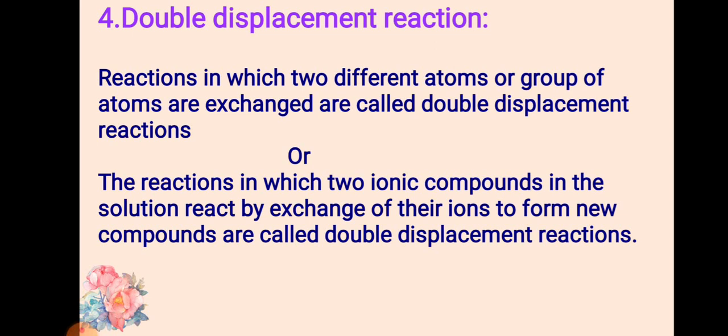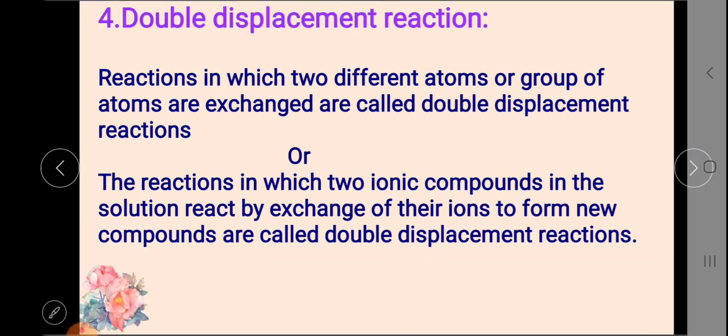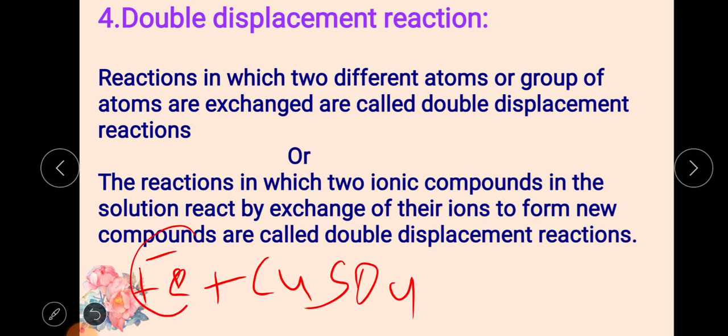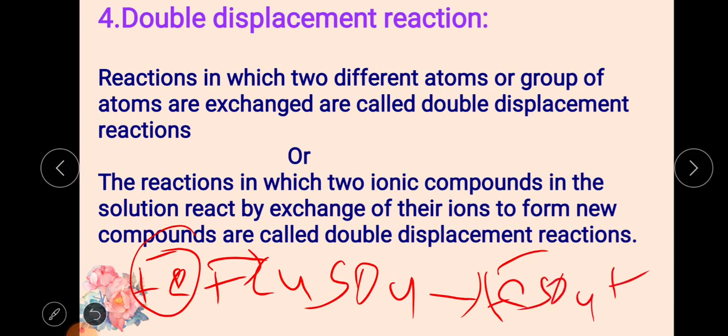See, in a previous video we saw that iron displaces the copper from its salt solution, Fe plus CuSO4. Iron is a highly reactive element, so it has displaced the copper and forms iron sulfate, FeSO4, plus copper is deposited.